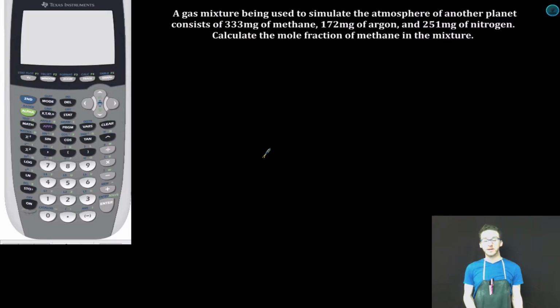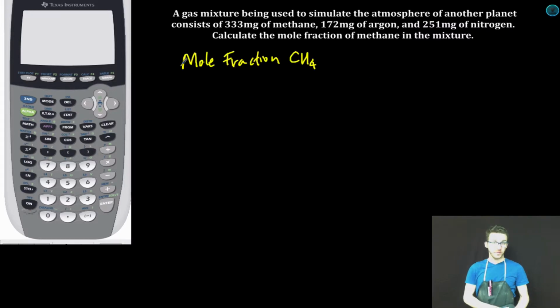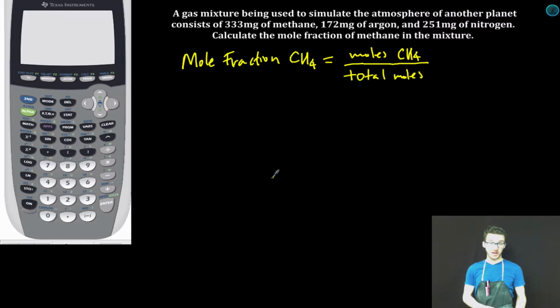Alright, so let's take a look at a quick example to give us a better understanding of the types of problems that we're going to have to solve using mole fractions and partial pressures. A gas mixture being used to simulate the atmosphere of another planet consists of 333 milligrams of methane, 172 milligrams of argon, and 251 milligrams of nitrogen. Calculate the mole fraction of methane in the mixture. Alright, so first let's recall what mole fraction means. The mole fraction of methane, or CH4, is equal to the number of moles of methane over total moles of gas. So the first thing I need to do is determine the number of moles of methane and then determine the total number of moles of gas in my sample.